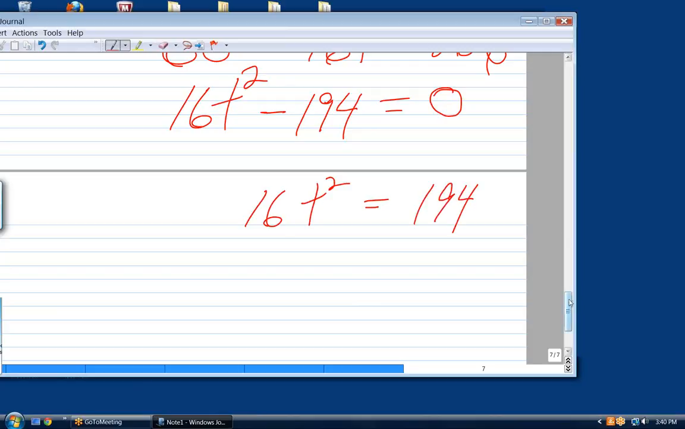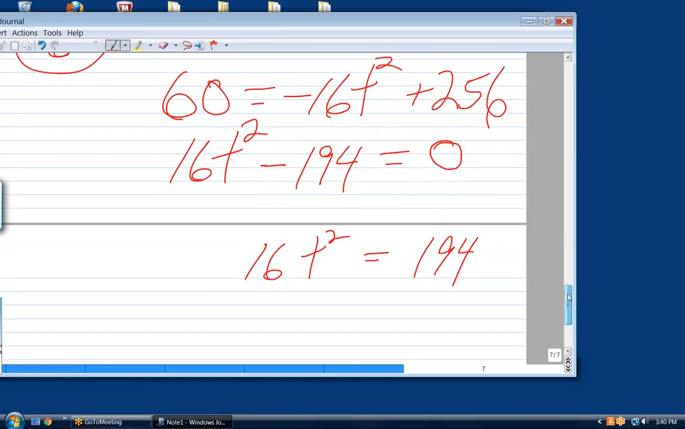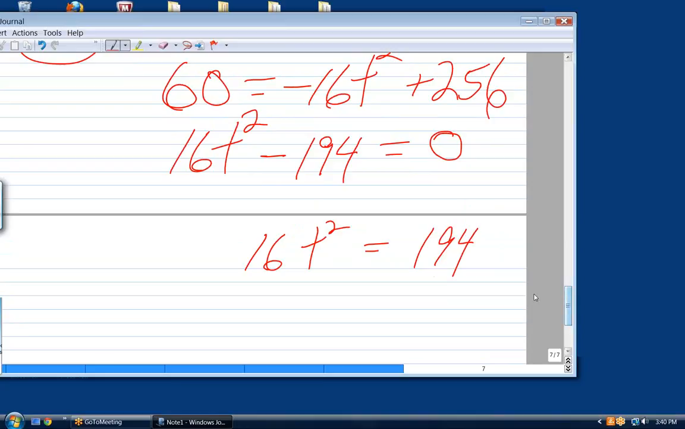Did I get that number right? Is it 194? 194 and 60? No, it's 196. Excuse me. In other words, it was 256 minus 60. That's 196, which is going to make the problem a lot easier because 16 divides into that. No, it doesn't. It's still 12.25.